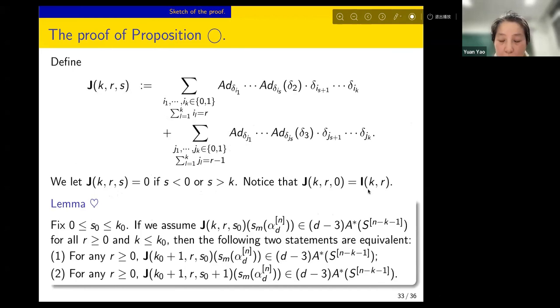So what we want is for I_KR to act on this Segre integral and land in the d minus 3 multiple of the Chow ring. What we prove is actually that J_KR acts on all Segre classes. Here we have Segre classes; we don't need them to be top Segre classes.